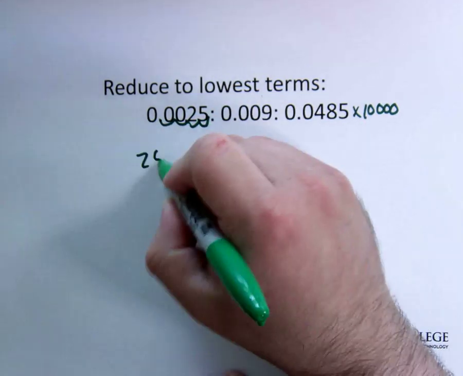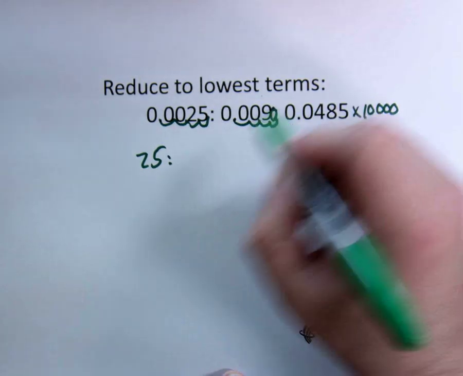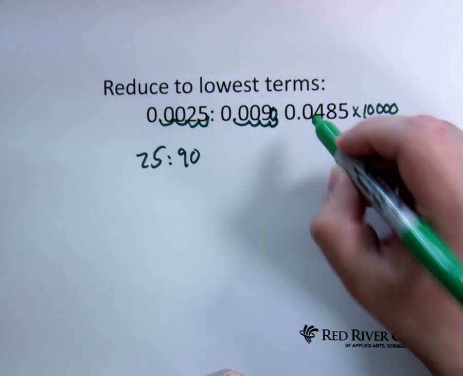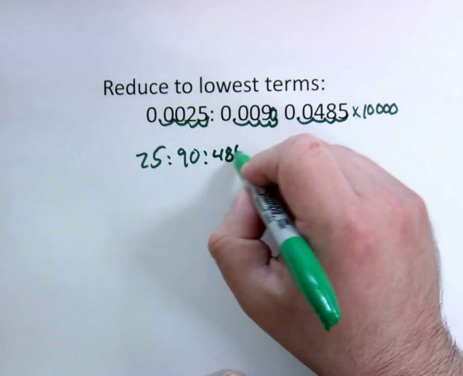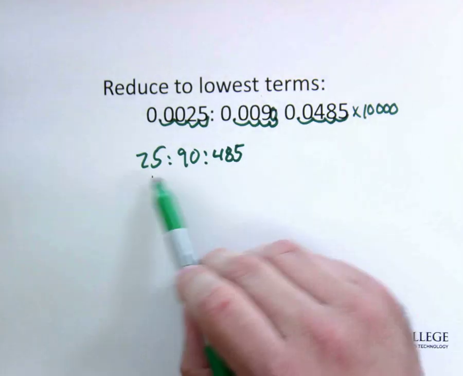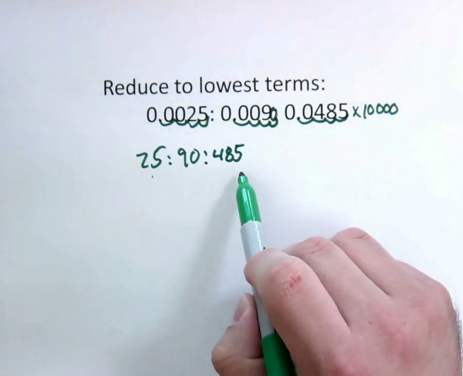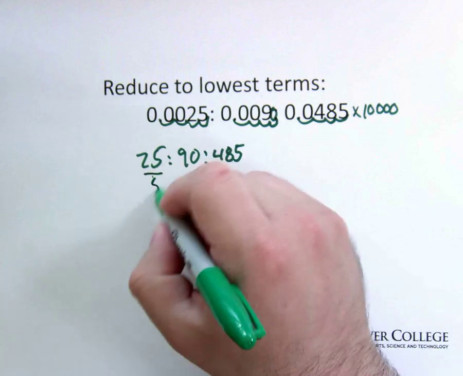So this leaves us with 25. 1, 2, 3, 4. So we'll have to add a 0 and make that 90. And then 1, 2, 3, 4. And that leaves us with 485. So this is 25 to 90 to 485. And so a 5, a 0, and a 5 at the end means we can divide by 5.